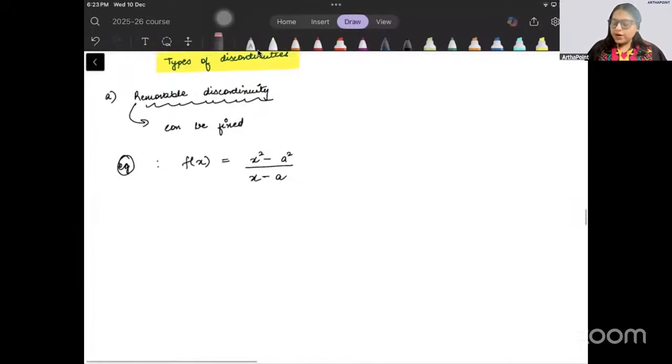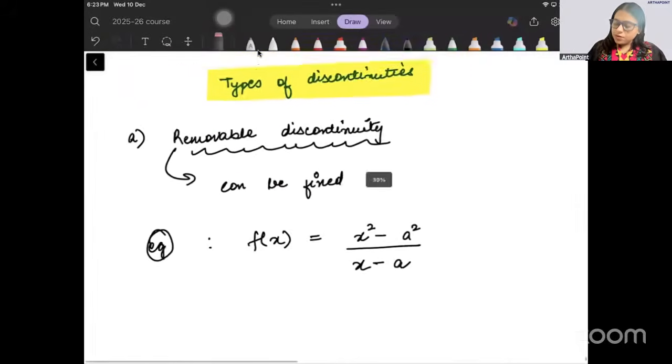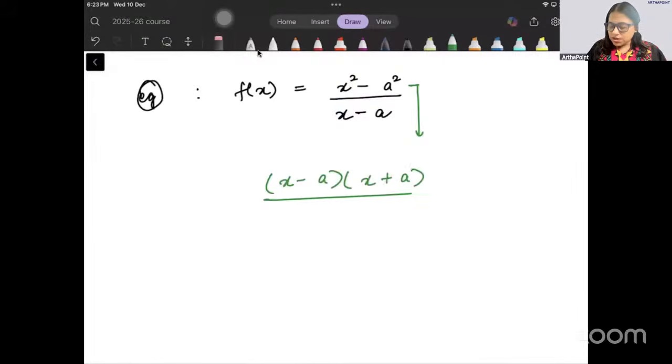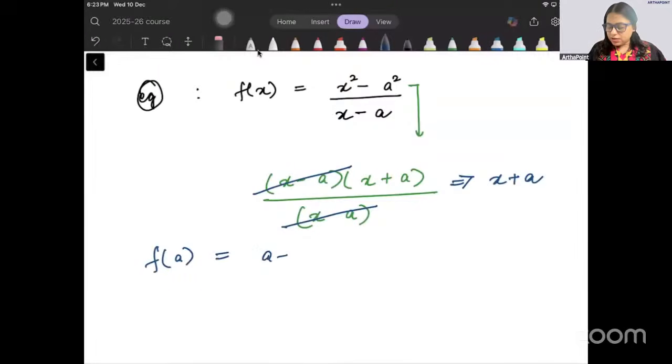But I can go ahead and remove it. How? I can write x square minus a square as x minus a into x plus a, upon x minus a. And this will cancel out and I will get x plus a. So now when I find the value of the function at a, I just get the answer as 2.